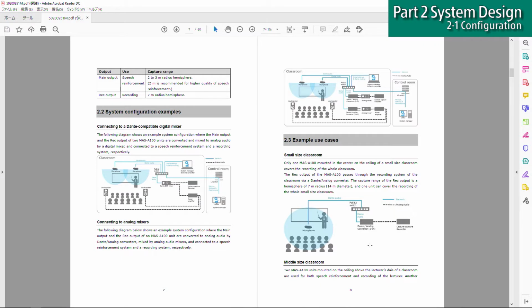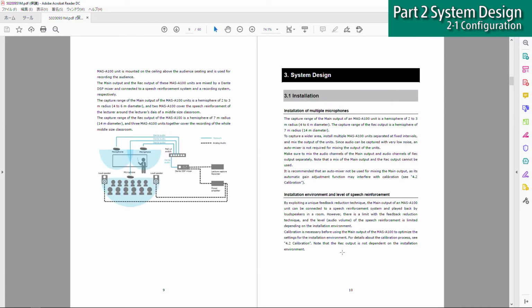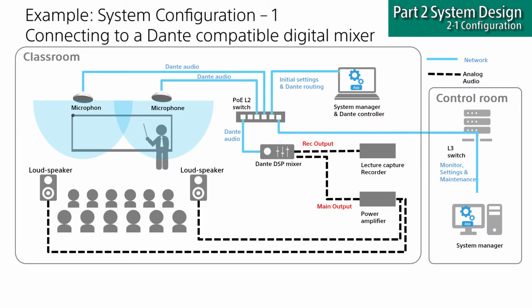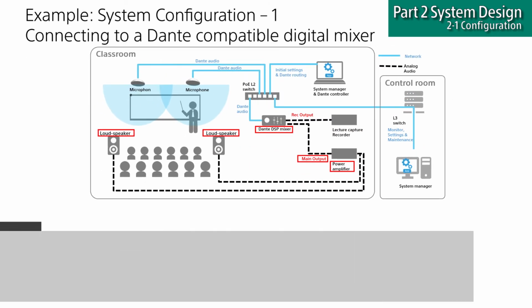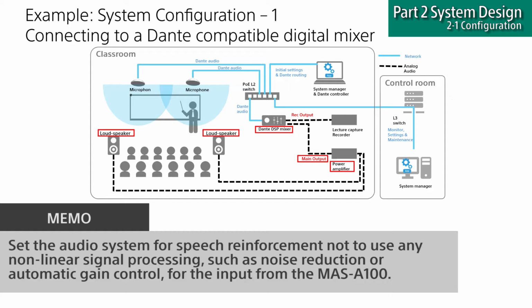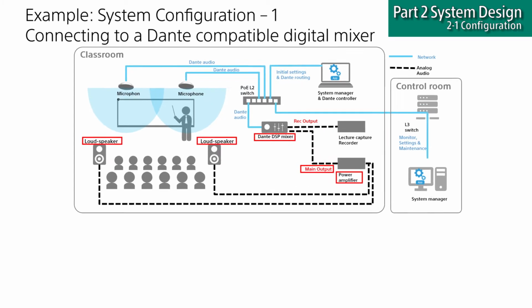Go next. You can find some system diagrams in the System Integration Guide. Let me show you the 3 typical diagrams. Example 1. This is the case using Dante DSP mixer. The main and rec output of 2 microphones are converted and mixed to analog audio by the digital mixer. The audio signal is connected to a speech reinforcement system and recording system respectively. Please keep in mind, set the audio system for speech reinforcement not to use any non-linear signal processing such as noise reduction or automatic gain control for the input from the beamforming microphone.